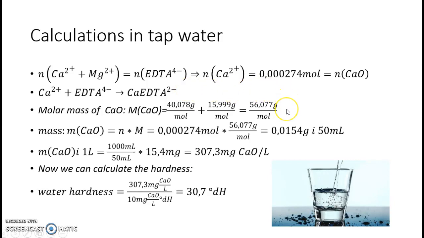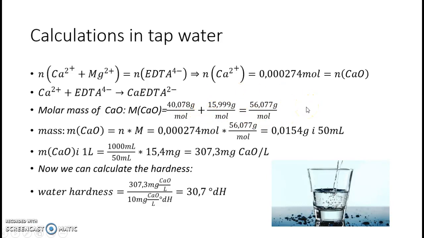We have the reaction scheme of the calcium reacting with the EDTA here, and we can then find the molar mass of the CaO. We do that by first finding the molar mass of the calcium and then the oxygen, and then we have the number here, which is 56.077 grams per mole. We can find these numbers by looking at the periodic table.